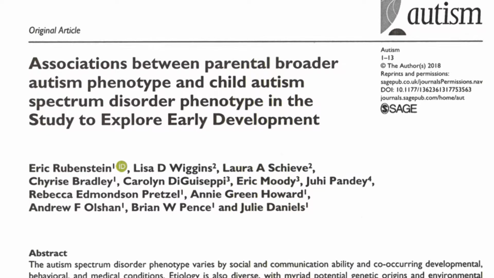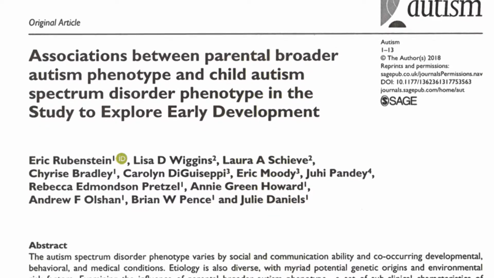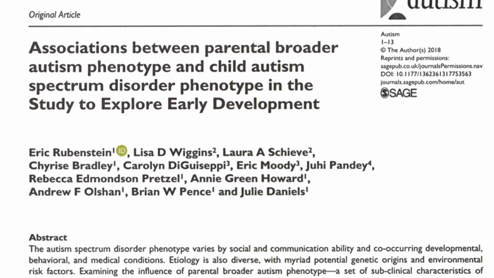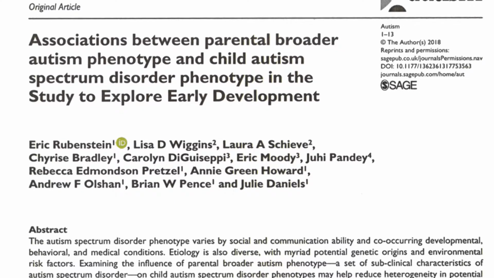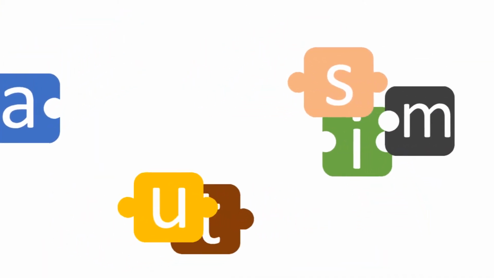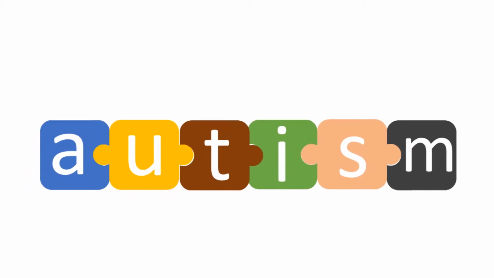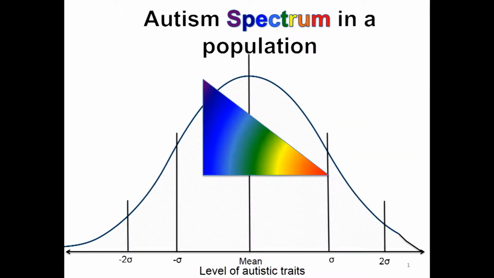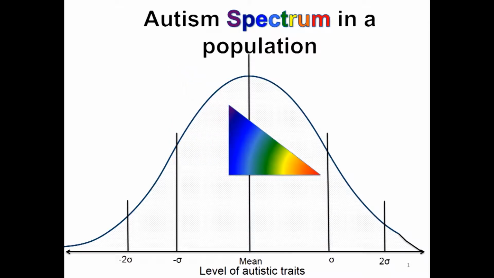Our paper is titled Associations Between Parental Broader Autism Phenotype and Child Autism Spectrum Disorder Phenotype in the Study to Explore Early Development. As it implies in the name, autism spectrum disorder, autism exists on a spectrum with a wide range of severity and levels in which it impacts a person's daily life. However, this spectrum exists beyond the bounds of a clinical diagnosis. We all fall on the autism spectrum somewhere.